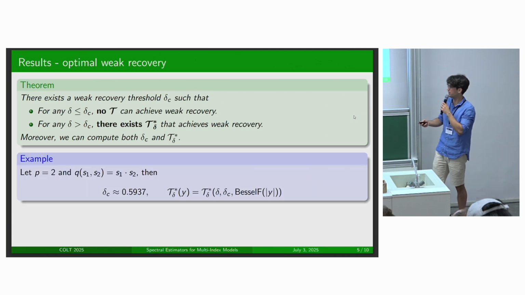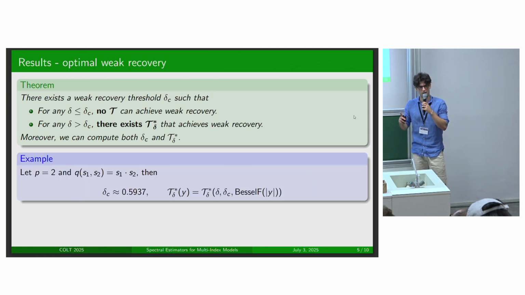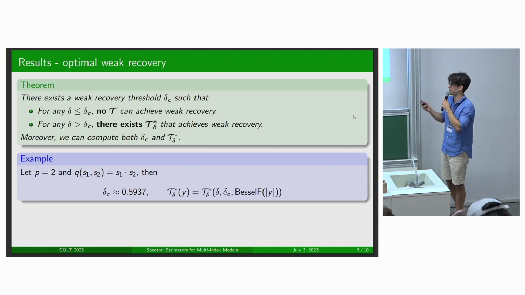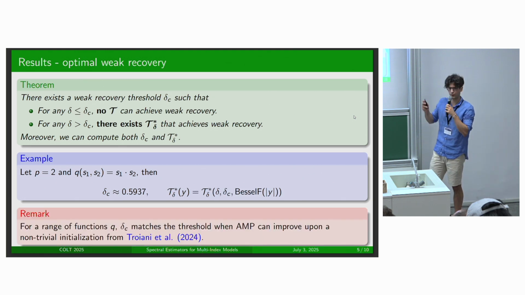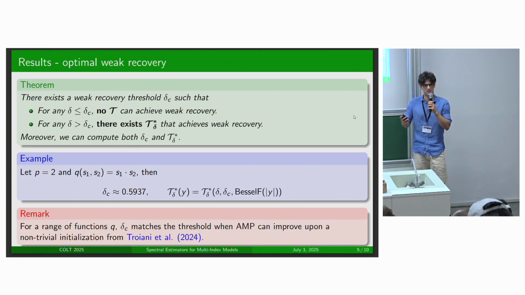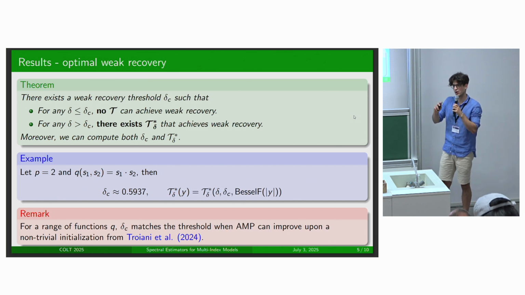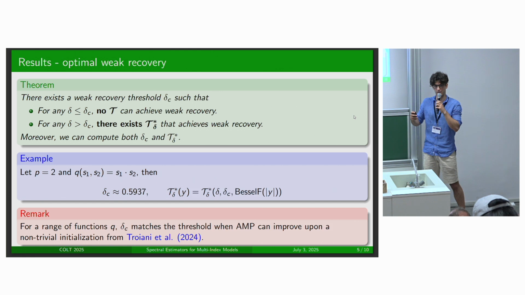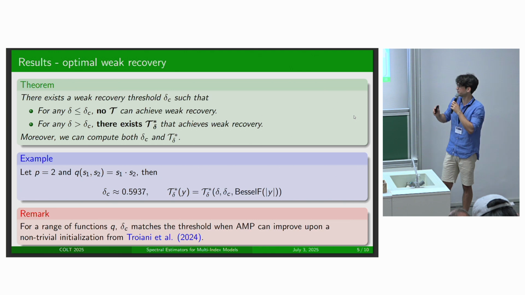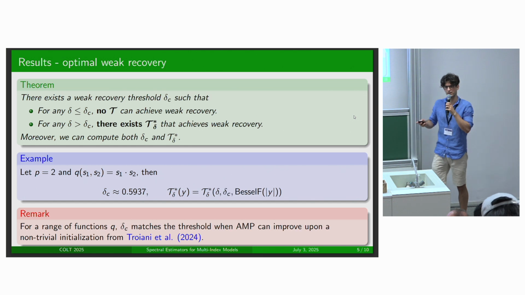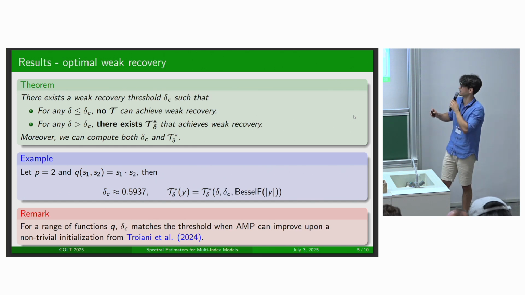Just as an example, if we say that p is equal to 2 and our link function is just the product, well, we just compute this, right? For people who are also familiar with approximate message passing, a recent work has considered when the approximate message passing algorithm can improve upon non-trivial initialization, and they also get a phase transition phenomenon. And actually, for a certain case of link functions, these thresholds match. But this was mainly for link functions that are permutation invariant and some similar conditions.